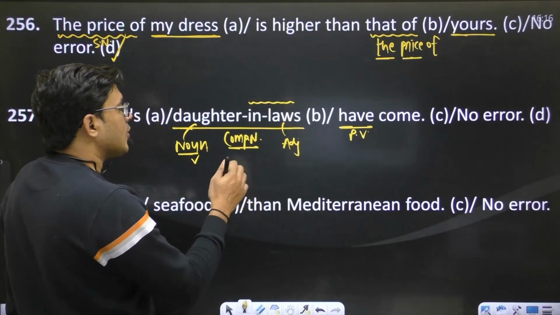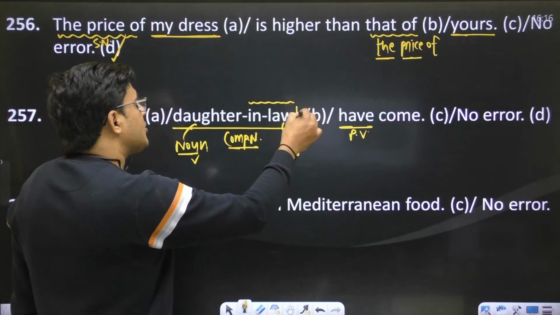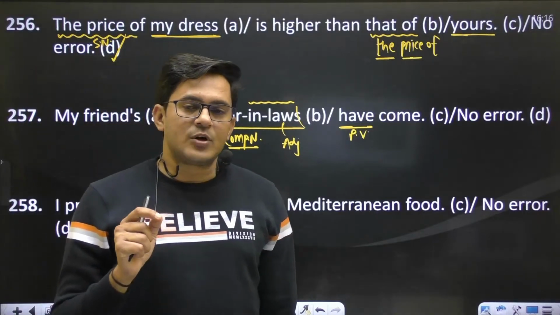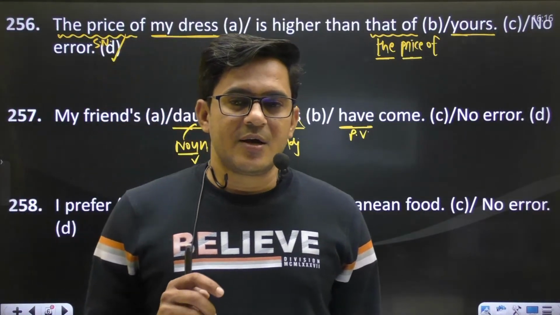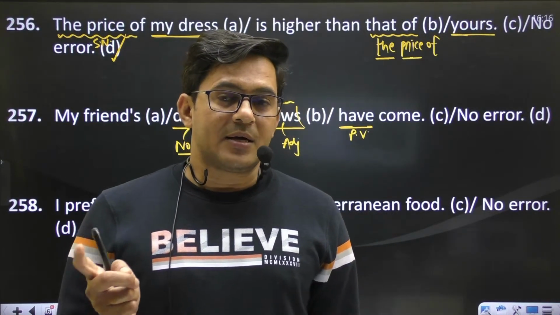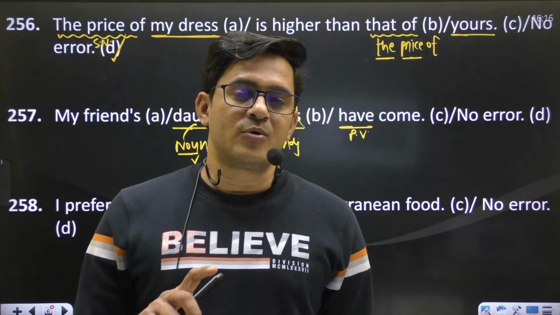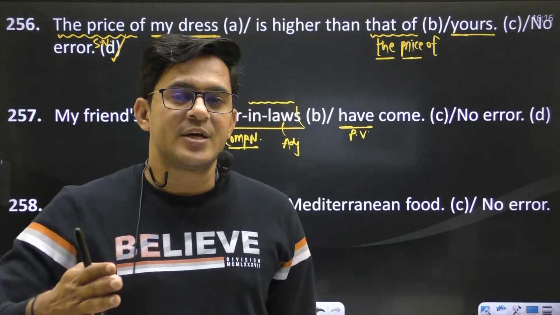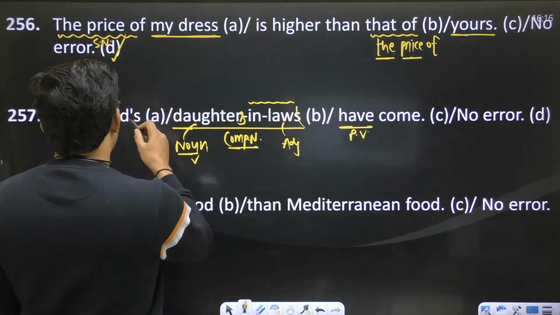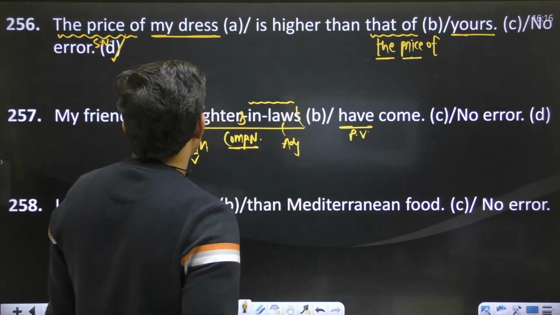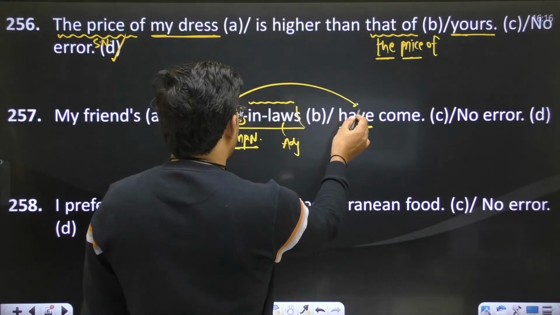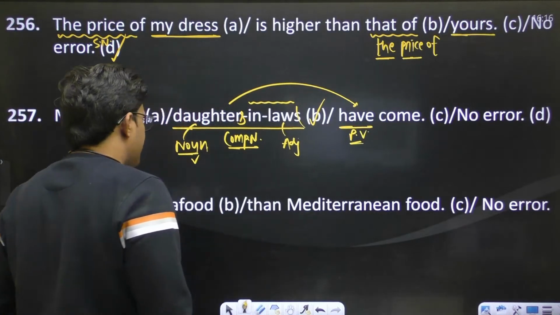When you make the plural of a compound noun, adjectives cannot be pluralized by adding s or es. This is one of the most important concepts in English. To make the plural of a compound noun, you have to add s or es with the noun, not with adjectives. So if you want to make it plural, speak like my friend's daughters-in-law. My friend's daughters-in-law have come here. Here this is a plural compound noun, so use the plural verb have. So part B has an error.